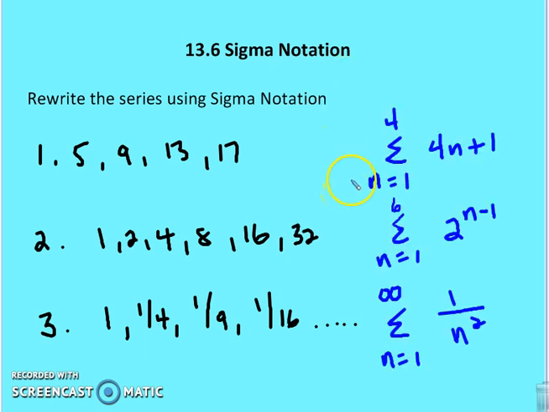All right, so you should get, for the first one, lower limit 1, upper limit 4, rule is 4n plus 1. Second one, lower limit 1, upper limit 6, rule is 2 to the n minus 1. And also you could start with 0 here if you wanted 0 to 5 instead of 1 to 6. And then the last one is lower limit 1, upper limit infinity. These dots here say that it goes on indefinitely. And the rule is 1 over n squared, or you could say n to the negative 2. So those are 2 options for you.